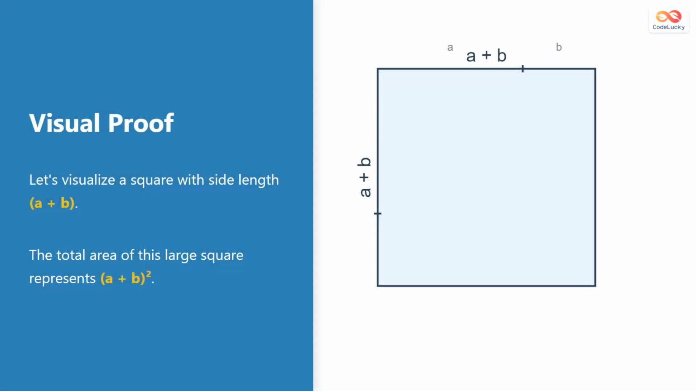Let's visualize this using geometry. Imagine a large square where the side length is composed of two segments, length a and length b. The total length of the side is a plus b, so the total area of this large square represents our expression, (a + b)².